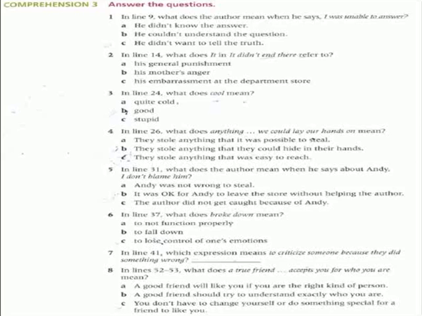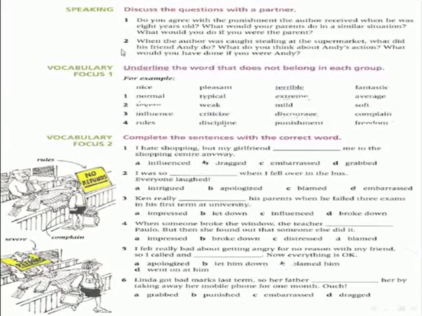Let's continue here. Where is it? Right here. Speaking. We start speaking. Discuss the questions with a partner. Number 1. Do you agree with the punishment the author received when he was 8 years old? What would your parents do in a similar situation? And what would you do if you were the parent? Discuss it with your friend.